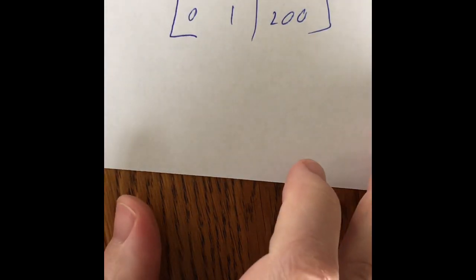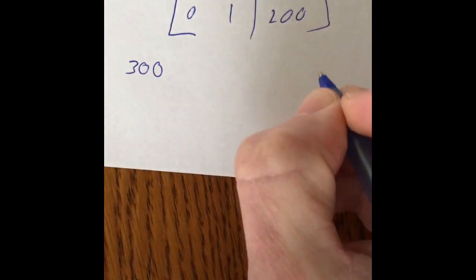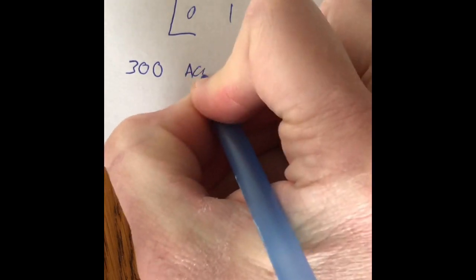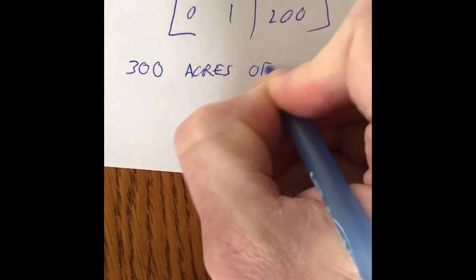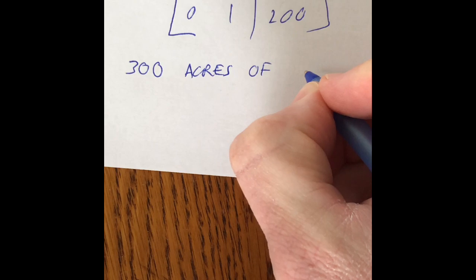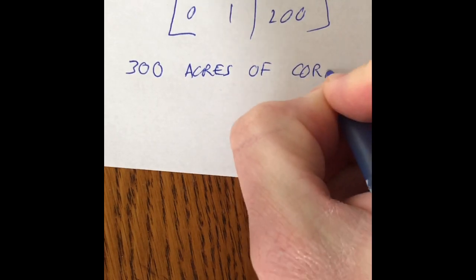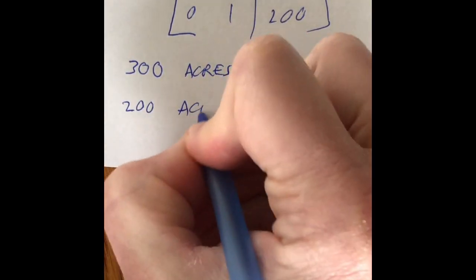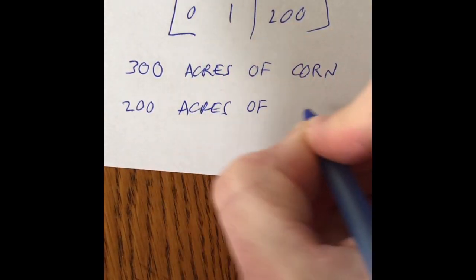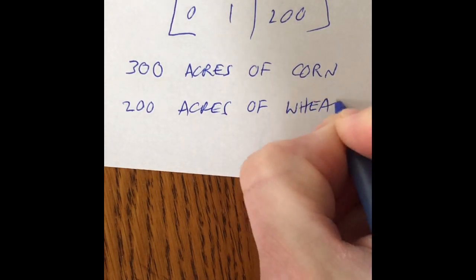And because this is a word problem, we now want to make sure we answer the word problem correctly. So remember what we're trying to do here. How many acres of each crop should he plant? So he should plant 300 acres of, what does X equal? X was the number of acres of corn. Fantastic. And then 200 acres of wheat.